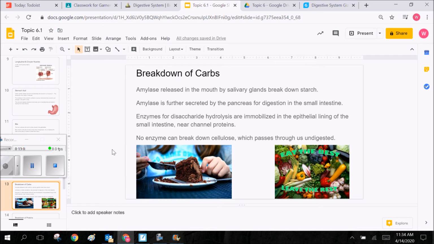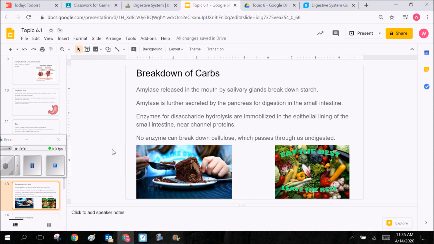The amylase is going to, again, be secreted by the pancreas so it can continue to digest it in the small intestine. So we work on this the whole way through. Disaccharides, which are going to be the smaller little pieces that are going to flake off of the large things like starch and cellulose, are going to be hydrolyzed, so they'll be split apart or split down using water into their monosaccharide components by these enzymes that are immobilized or held steady in the epithelial lining of the small intestine.